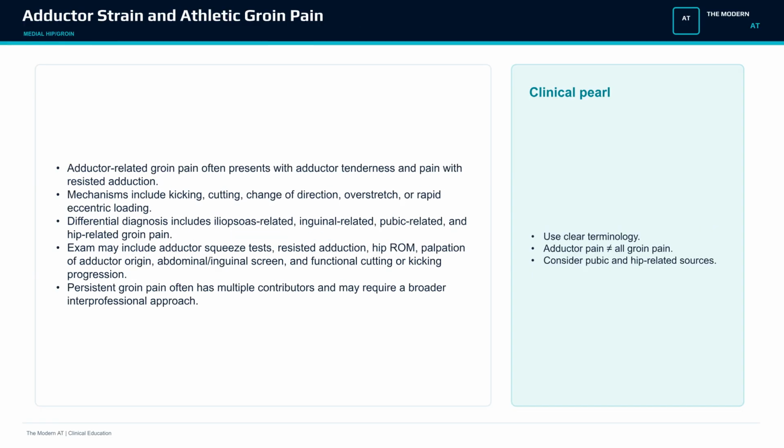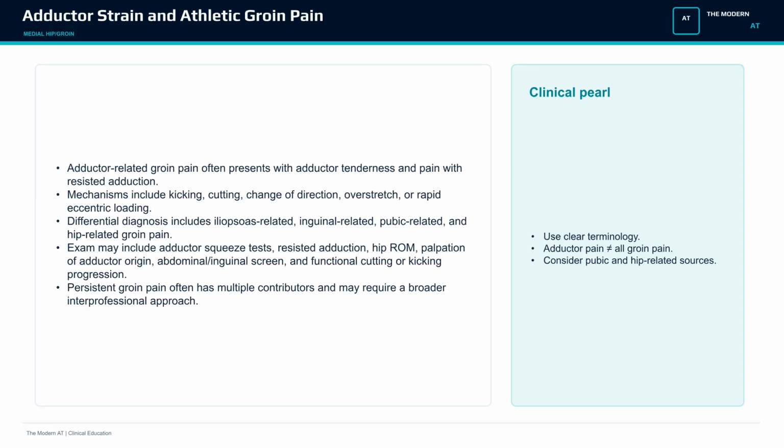Adductor-related groin pain is common in kicking, cutting, skating, and rapid change of direction sports. It often presents with medial groin pain, adductor tenderness, and pain with resisted adduction or adductor squeeze testing. However, athletic groin pain can have multiple contributors. The differential may include adductor-related, iliopsoas-related, inguinal-related, pubic-related, hip-related, or referred pain.